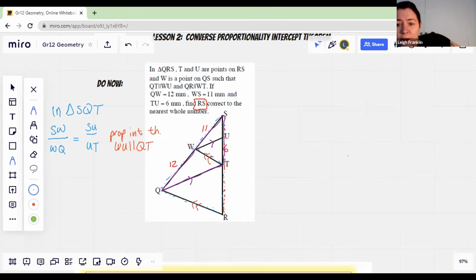Okay, now we can substitute. So, Matrix, we're now going to substitute from our diagram. Let's use a different color. All right, so SW is how long? What should I write in place of SW? 11. In the place of WQ, what should I write? 12. Indeed, Christian. Well done, Silindile. In the place of SU, that's obviously what I'm trying to calculate, so I'm going to leave it as SU. And in the place of UT, what should I write? Six. Indeed. Well done.